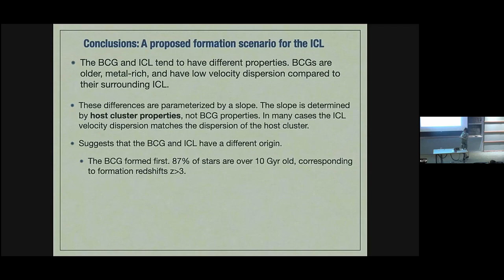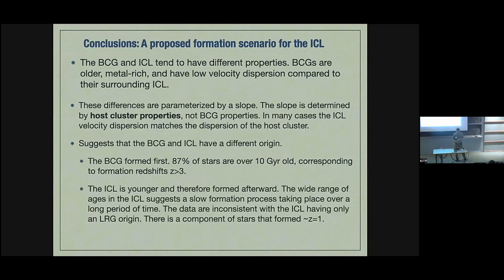The brightest cluster galaxy formed first. 87% of the stars have ages over 10 billion years, corresponding to formation redshifts of about 3 or greater. The intracluster light is therefore formed afterwards, and a wide range of ages in the intercluster light that we see suggests a slow formation process taking place over a long period of time.